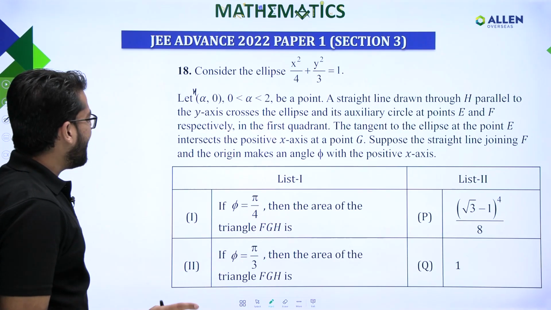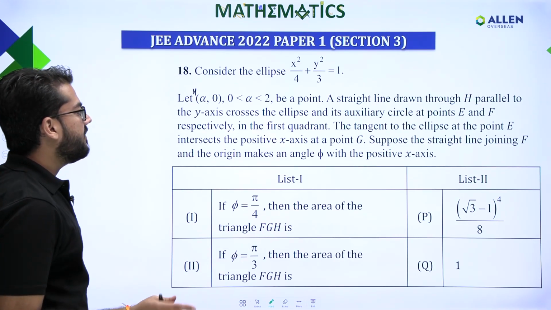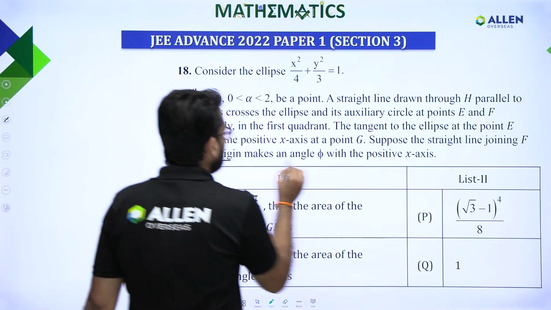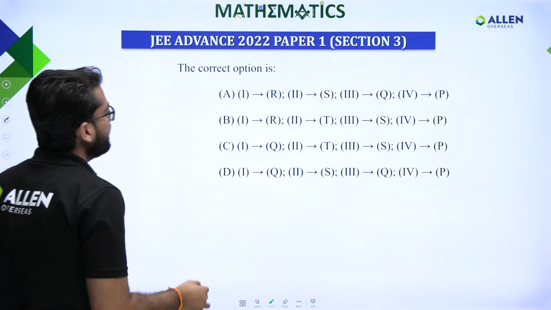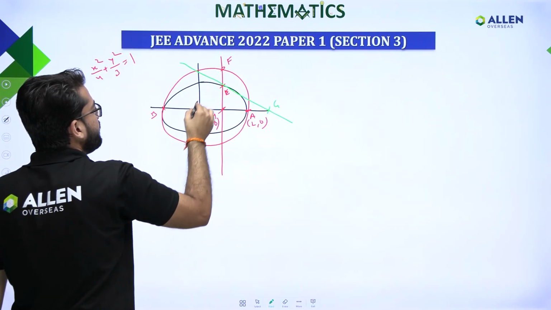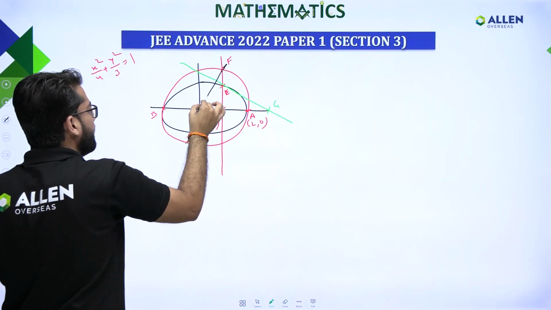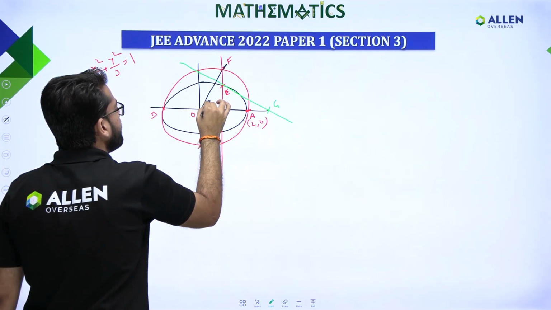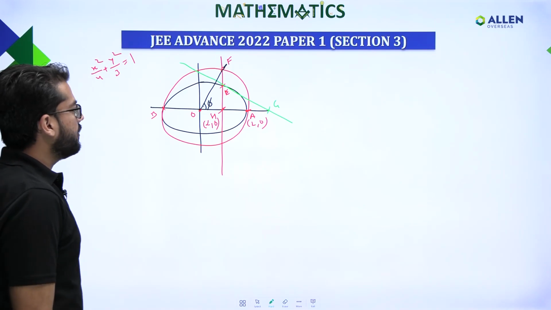Now, suppose the straight line joining F and the origin makes an angle phi with the positive x-axis. Straight line joining F and the origin, right? So here we have F and the origin, and this line makes an angle phi with the x-axis.